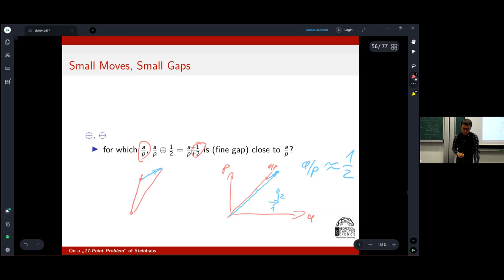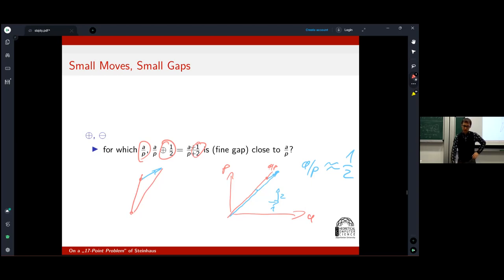Right, because it's better to have this blue arrow and the red arrow going in the same direction. If there's an angular distance between them, then you will get a larger difference between A over P and (A+1)/(P+2). Okay, so this is what I will call small moves. This move is legal if it keeps me in the same set. The problem might be that for some border cases, adding 2 in the denominator might not be legal. It will take me outside of my set.